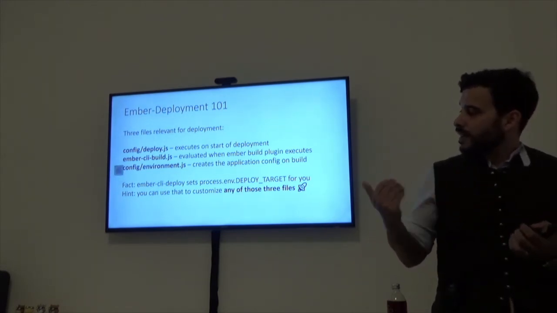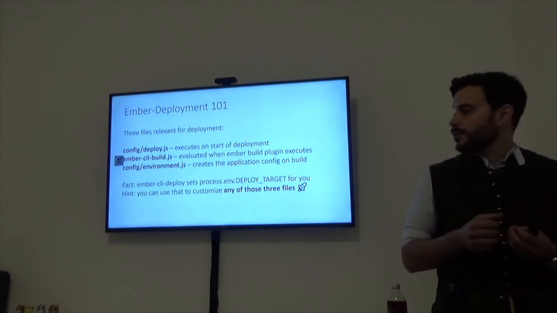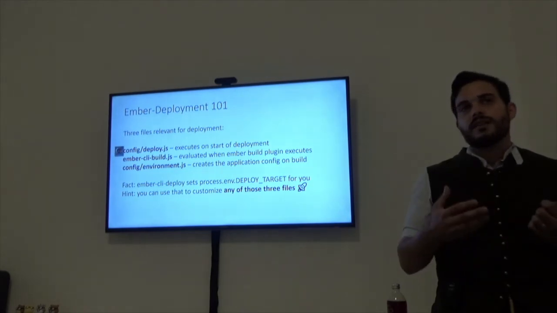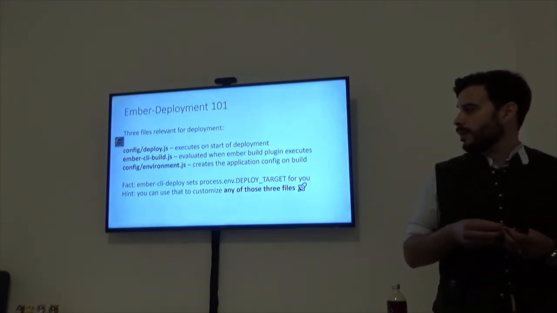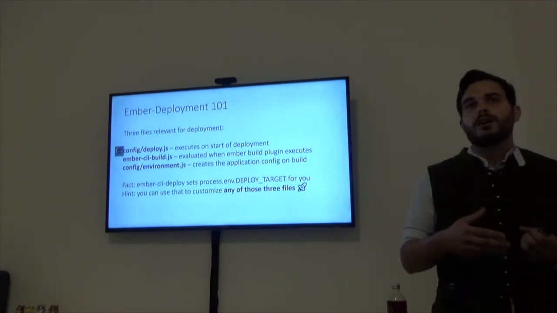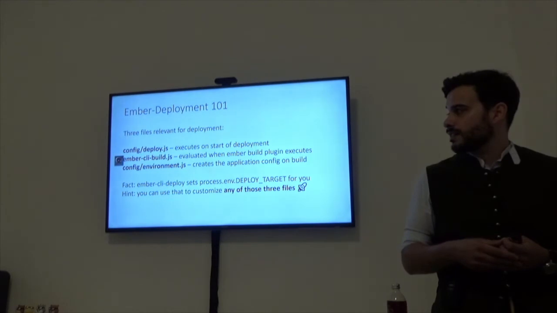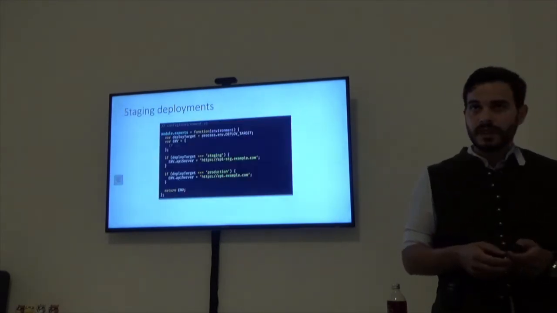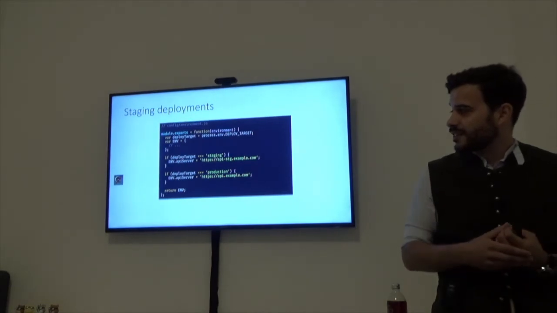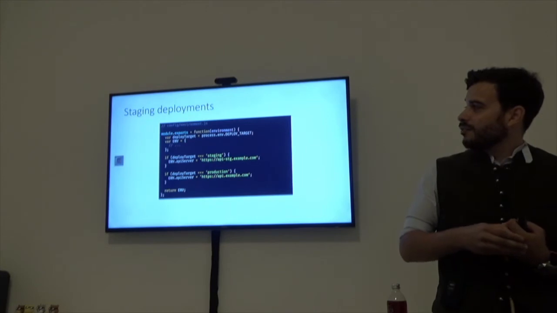But the same goes for the config/environment.js file. But the nice thing here when using ember-cli-deploy is that when you run a deploy pipeline, ember-cli-deploy will set the deploy target environment variable for you, which you then can use to customize the ember-cli-build.js file and the config/environment.js file. That's a pretty long explanation for something that looks very, very simple then.